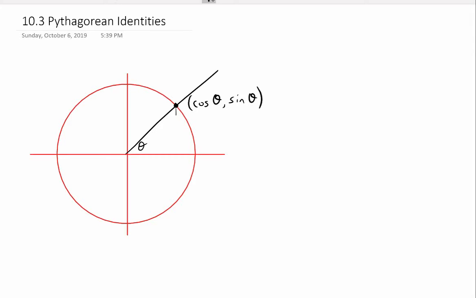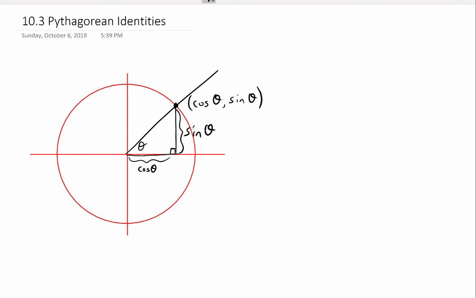If we were then to create a right triangle here, we know then that the horizontal leg corresponds to the x-coordinate of this point up here, so that would be cosine of theta, and the vertical leg is equal to the y-coordinate, so that would be sine of theta.